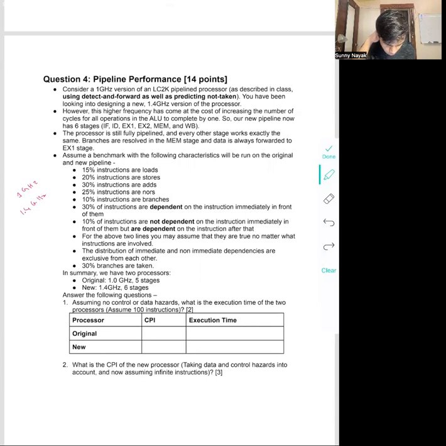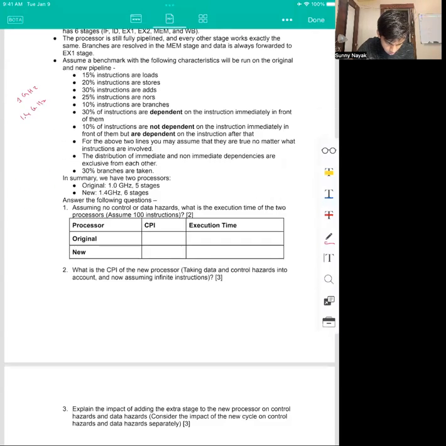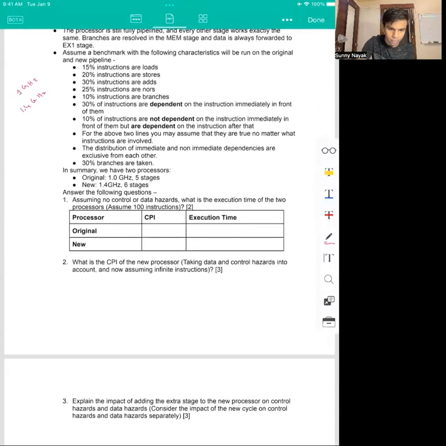First we're looking at the original pipeline, and we have a couple of benchmarking statistics. It says, assuming no control or data hazards, what's the execution time of the 2 processors? This isn't too complex. So the old CPI, remember, this is a pipelined processor. If I have no control hazards, I'm going to have a CPI that's pretty close to 1, right?